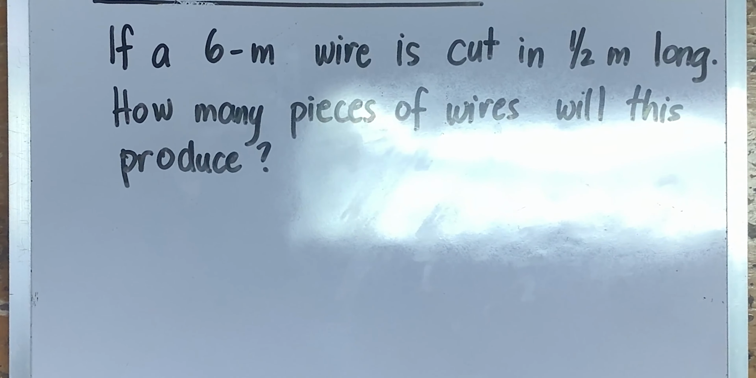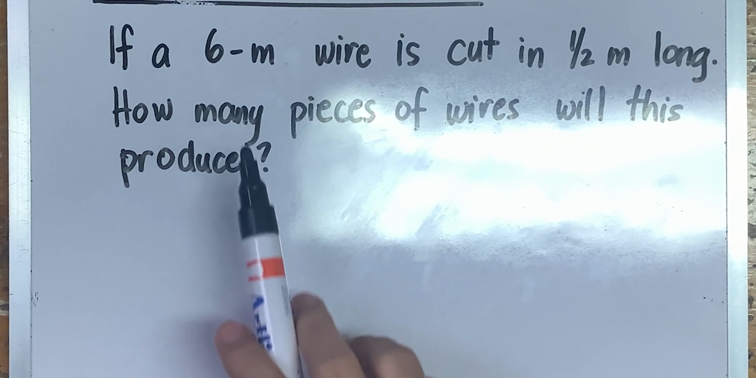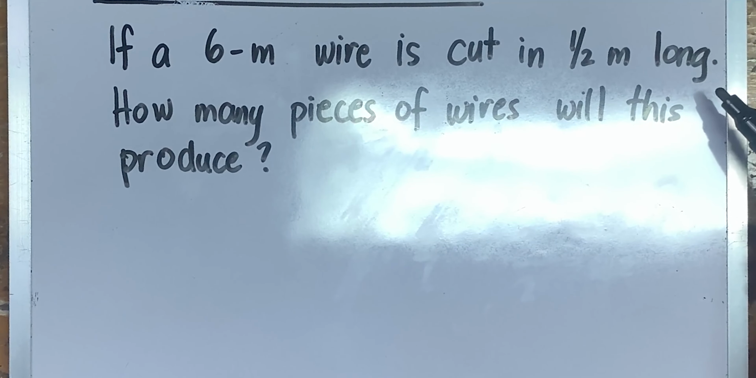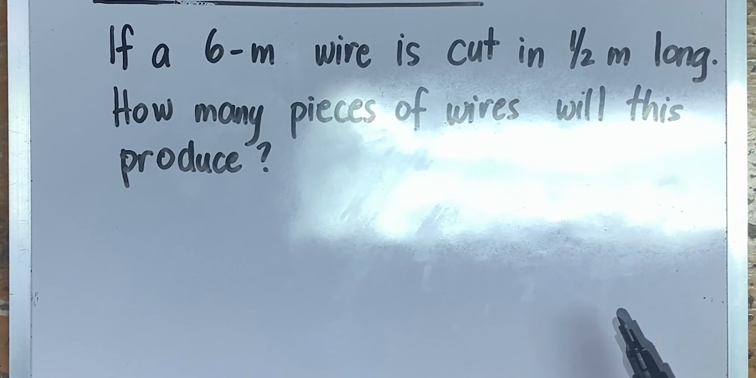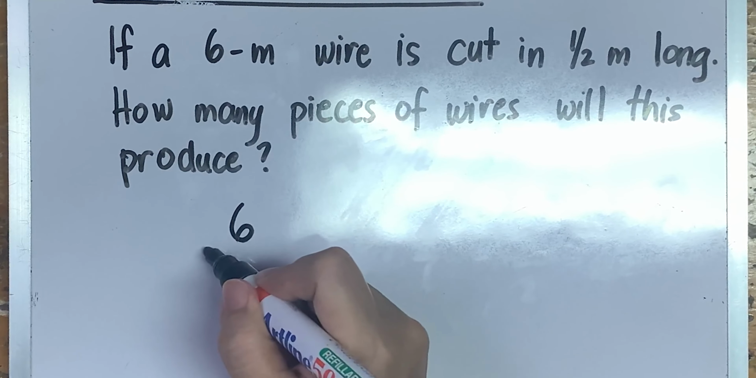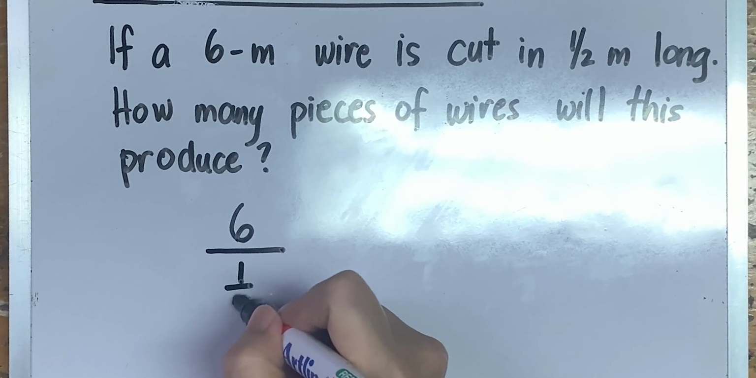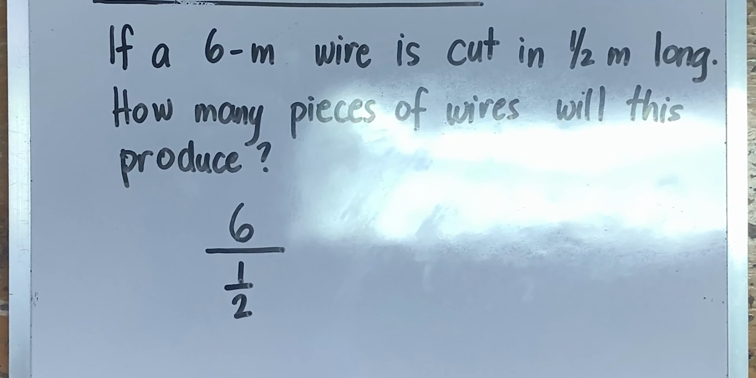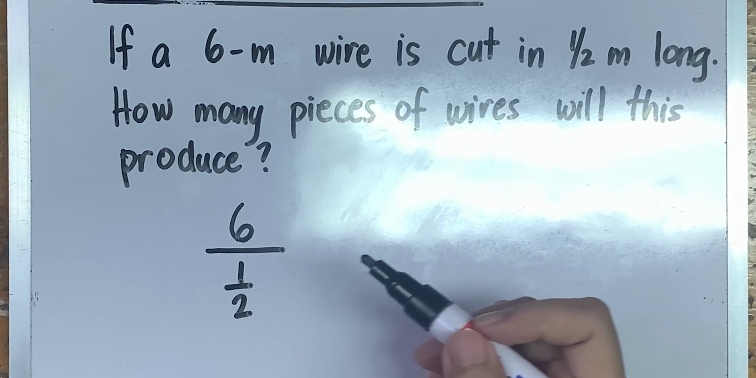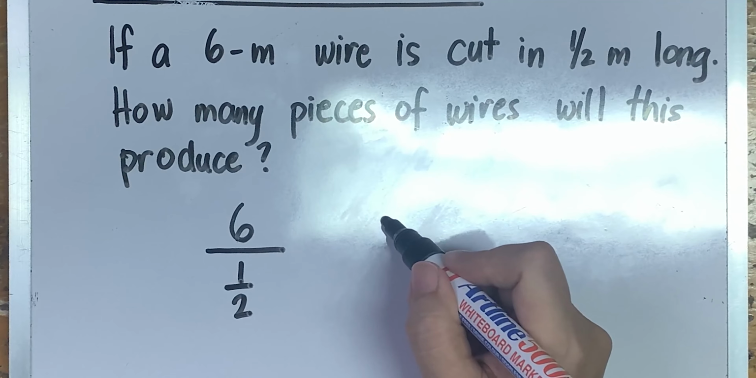Okay, so for example, if you have a word problem that states if a 6-meter wire is cut in 1/2 meter long, how many pieces of wires will this produce? So this is division. So this is 6 divided by 1/2. So 6-meter wire cut into 1/2 meter long. Remember, fraction indicates division, so let's rewrite it this way.